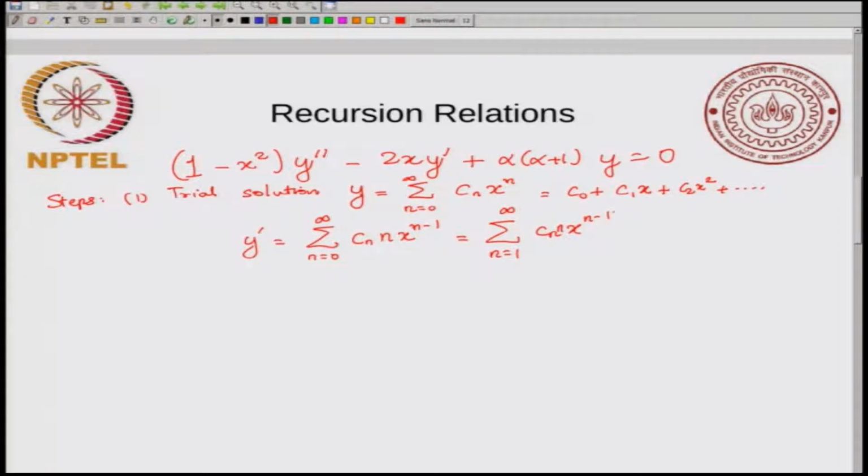Okay. So, this is the derivative, and then you can write the second derivative similarly, and this will be the sum over n equal to 0 to infinity of C n n minus 1 x raised to n minus 2. And again, in this case the n equal to 0 term is 0, and the n equal to 1 term is also 0. So, actually you can write this sum as starting from n equal to 2 to infinity.